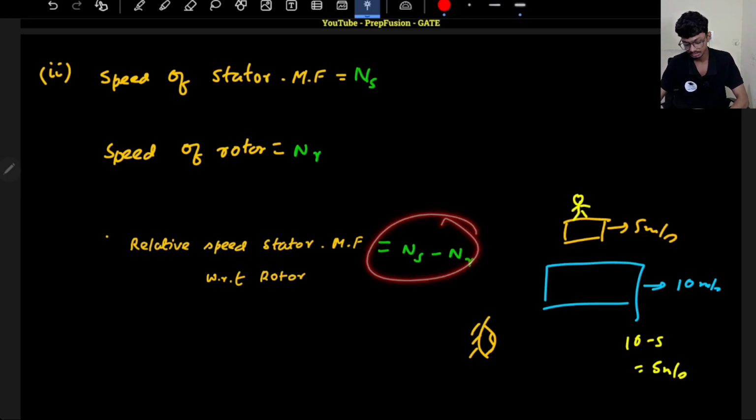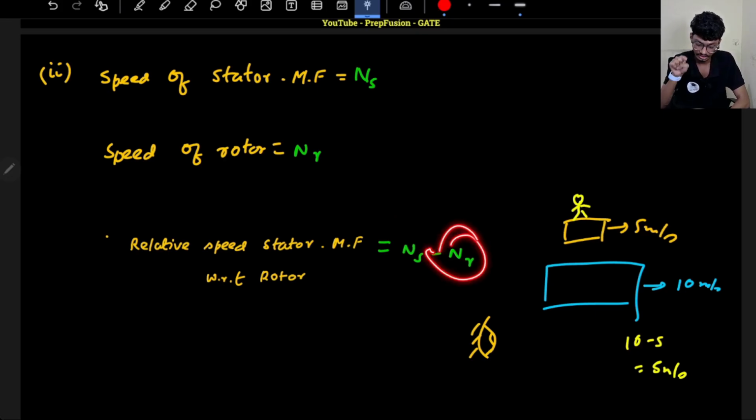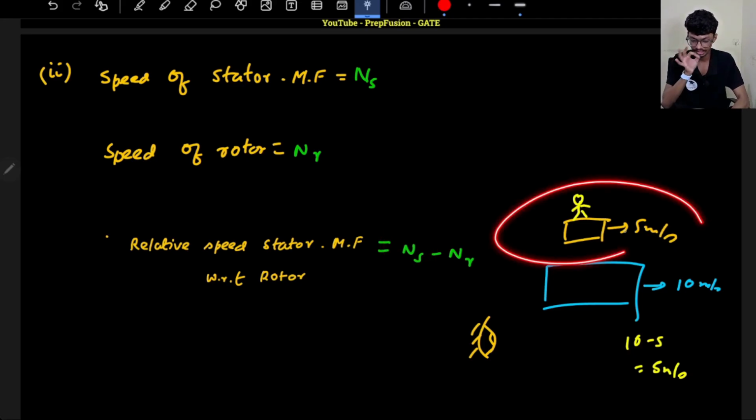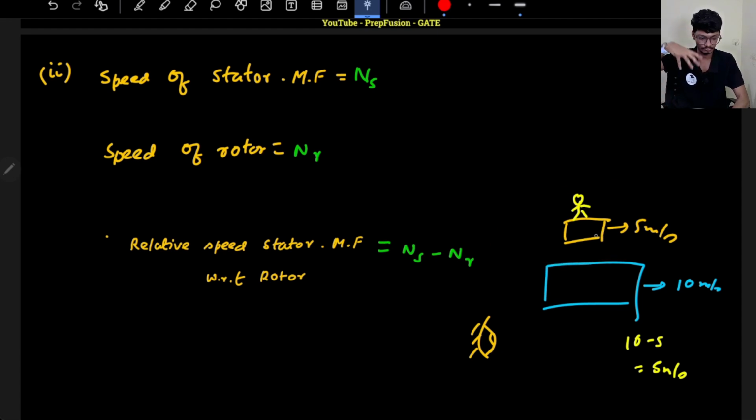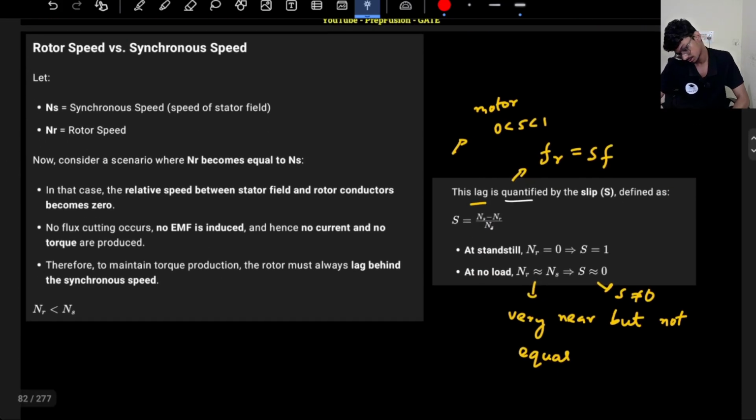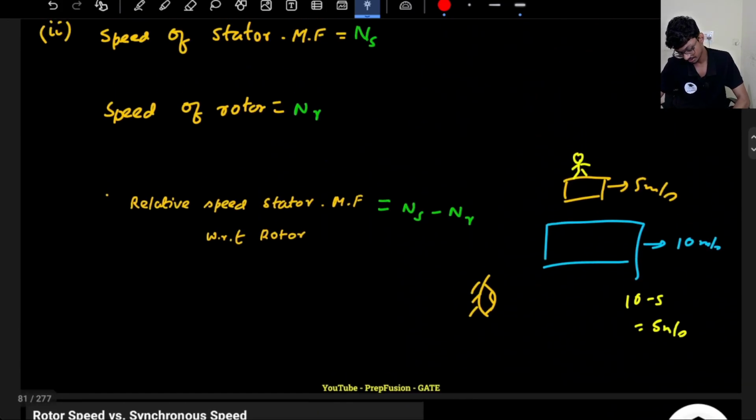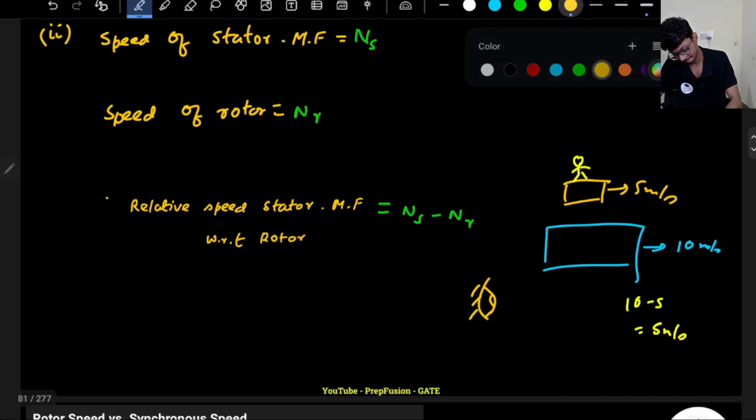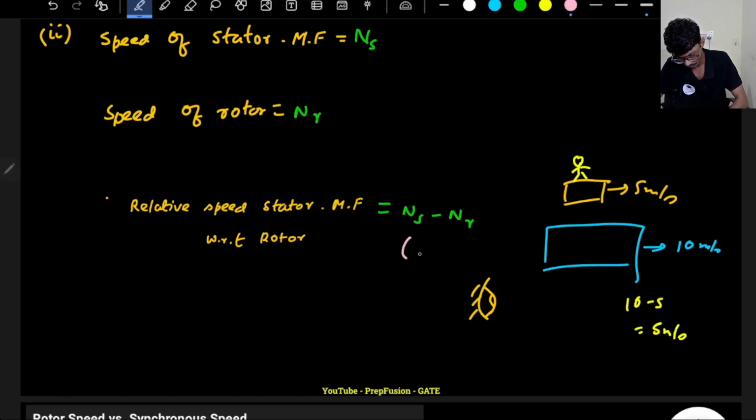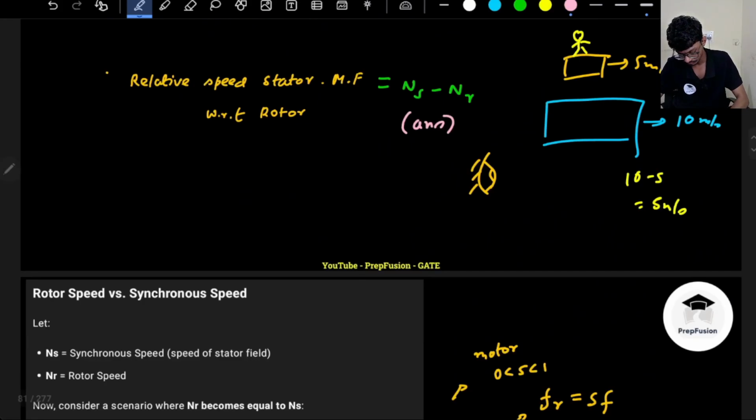Same thing is happening here, that if I am sitting on the rotor, then what will the rotor observe? By what speed is the stator magnetic field moving? It is not moving with ns, it is ns minus nr. So I hope now finally this relative speed concept is clear, because I have explained this previously as well. Maybe it wasn't clear that time, but now I hope it is clear. Okay, so yeah, that was the solution. Here this will be the second answer, ns minus nr. These will be the two answers basically.